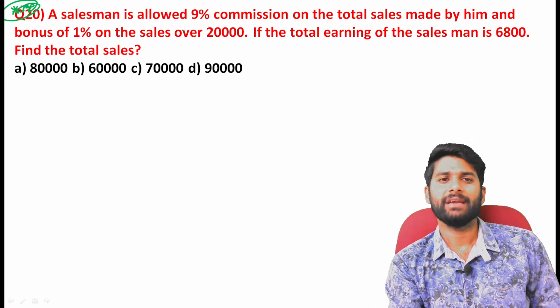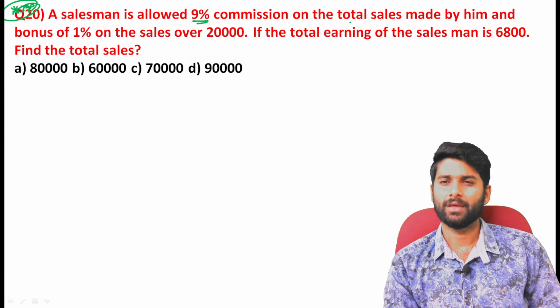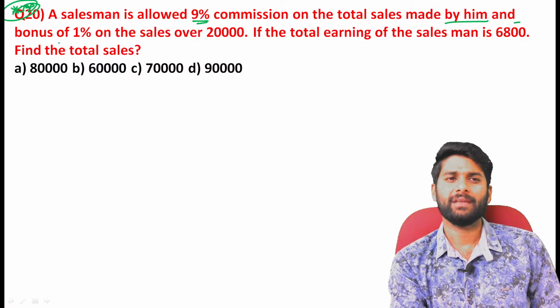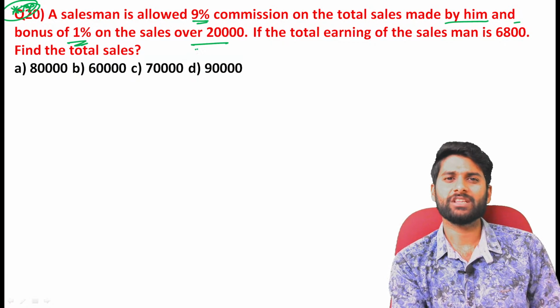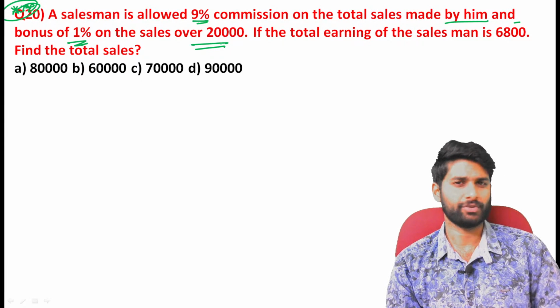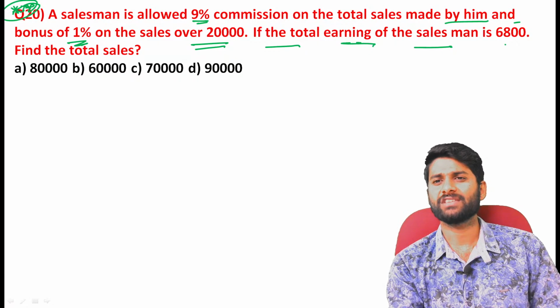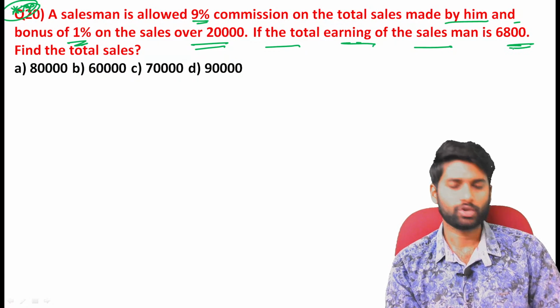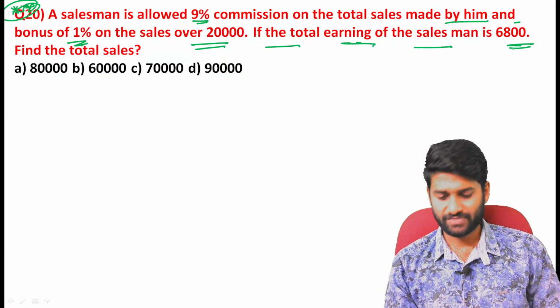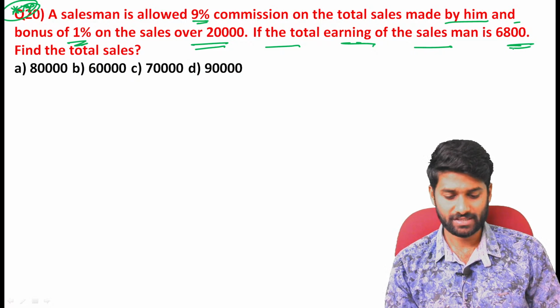See, a salesman is allowed 9% commission on total sales made by him, and a bonus of 1% on the sales over 20,000. If more than 20,000, definitely they can get the bonus of 1% for the entire transaction. If the total earnings of the salesman are exactly 6,800, find the total sales.